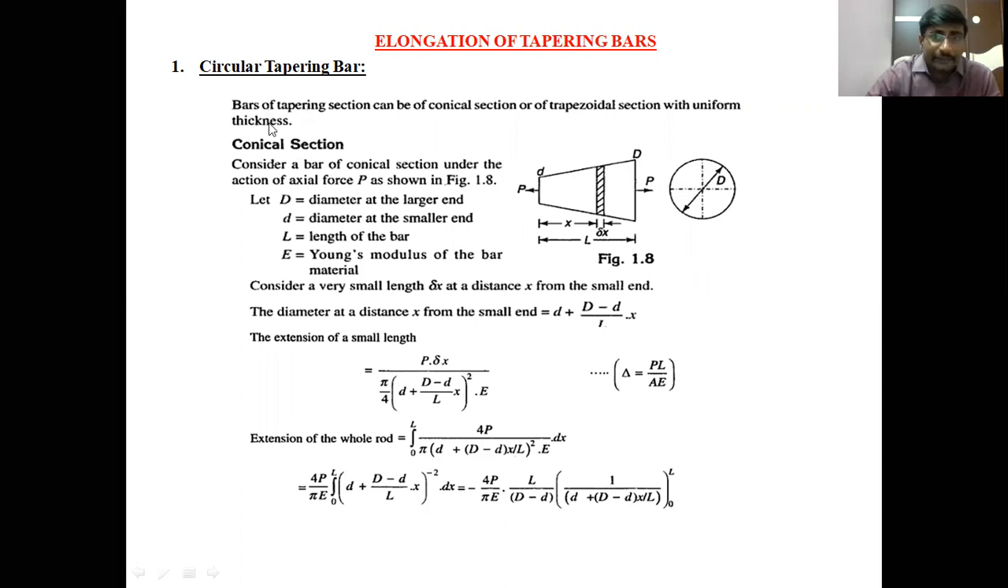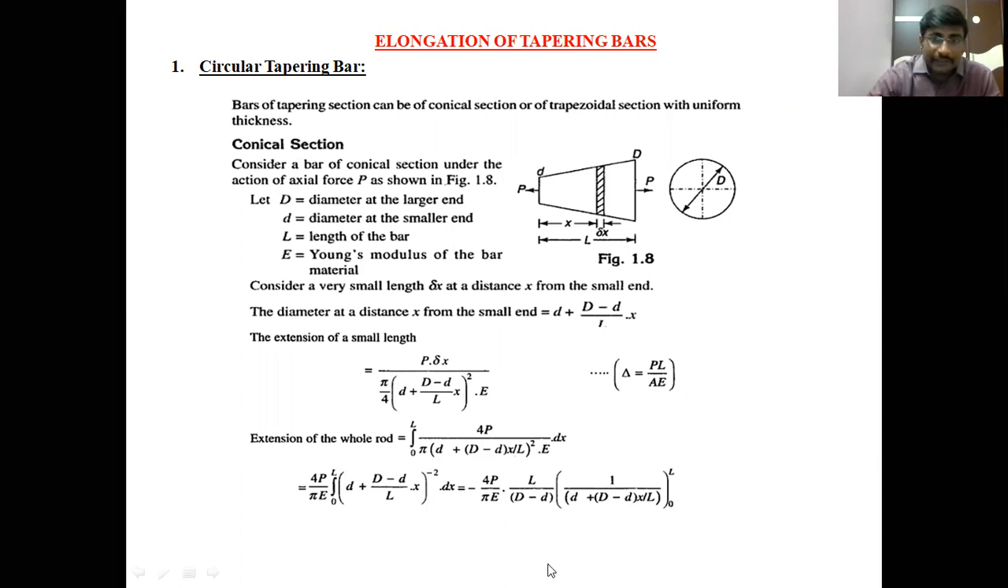Bars of tapering section can be conical section or trapezoidal section with uniform thickness. So first of all, conical section. Conical section means the frustum of cone. We say this in engineering drawing, frustum of cone. Frustum of cone means if we cut the cone at a certain distance from the apex, then that is called the frustum of cone. Frustum of cone has different diameters at two ends.